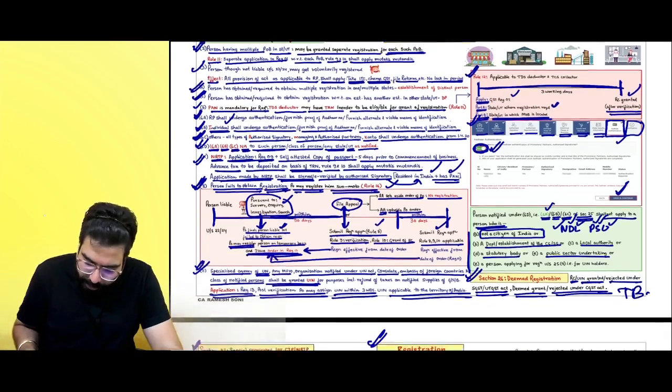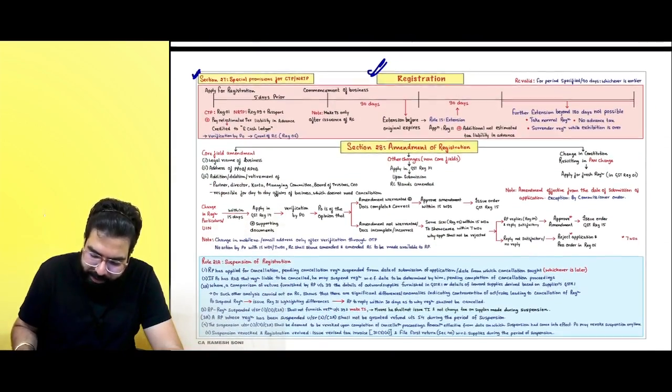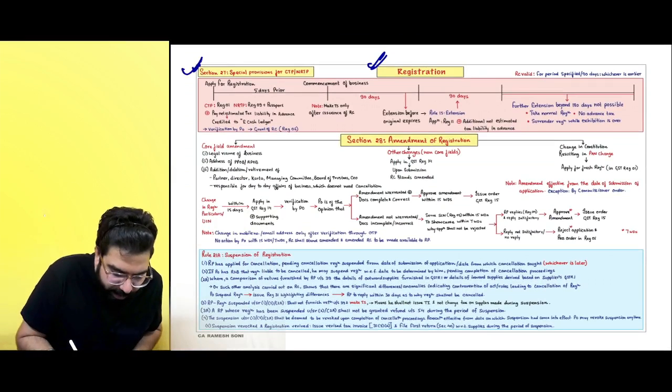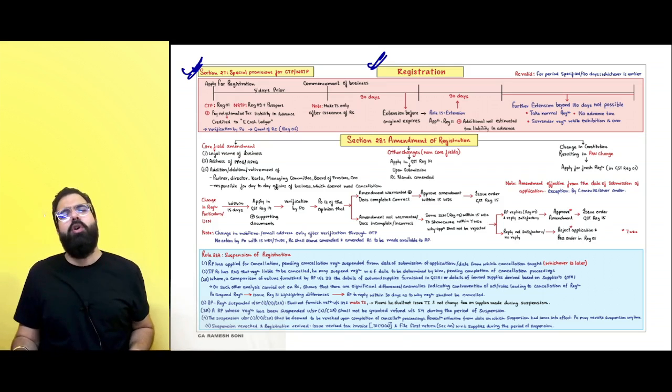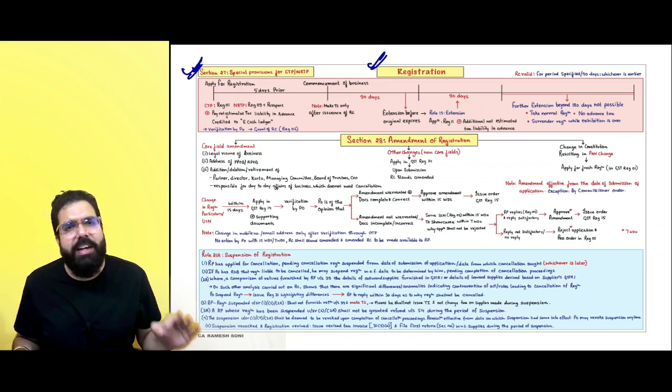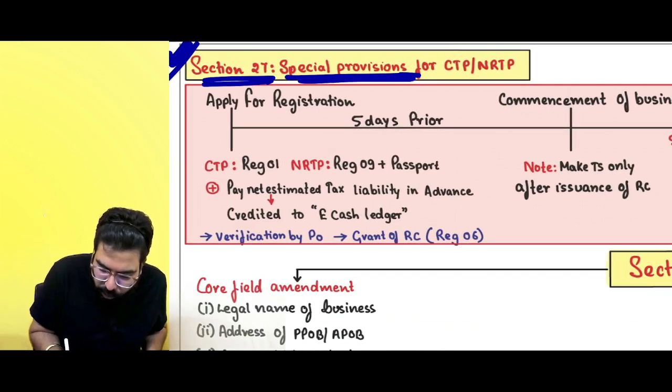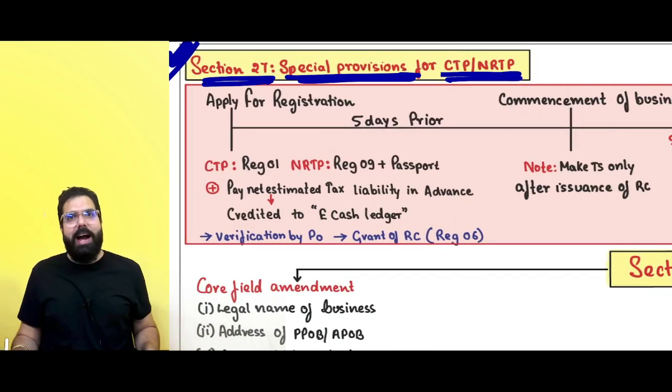Now, let's go to the next section. Section number 25 and 26 is done. The next section is section number 27. Everyone over here, section number 27 talks about special provisions with respect to CTP and NRTP.